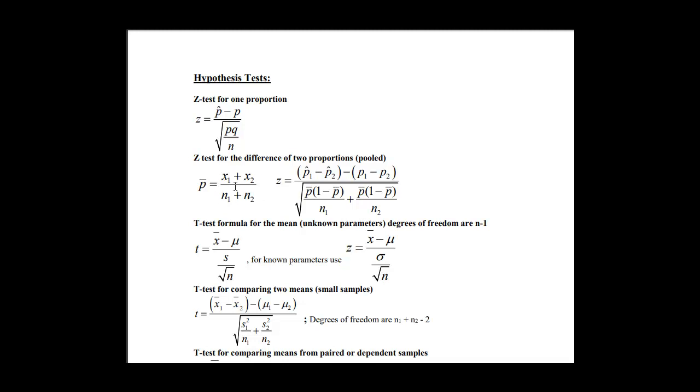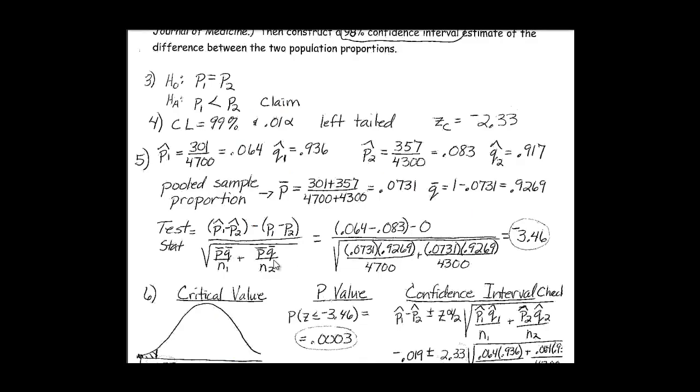Again, the formula for how to find the pooled sample proportion. And then also I want to point out that my Q bar, I use Q bar in my notes, and it's the same as 1 minus P bar. So don't be alarmed by that. Okay, so back to this. So we're plugging all of this information in. We get this long drawn out thing here.